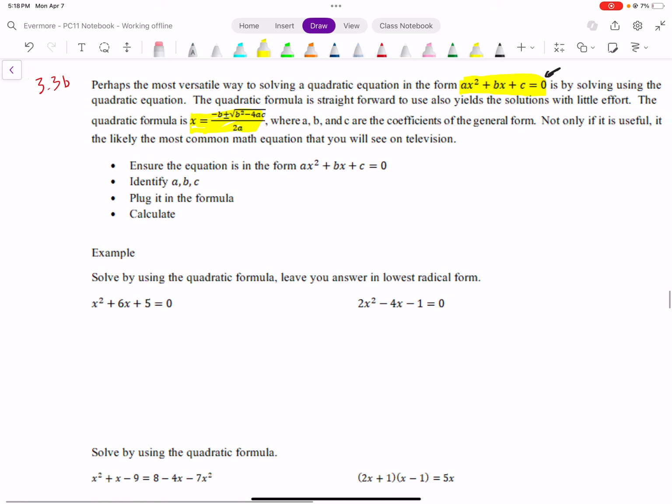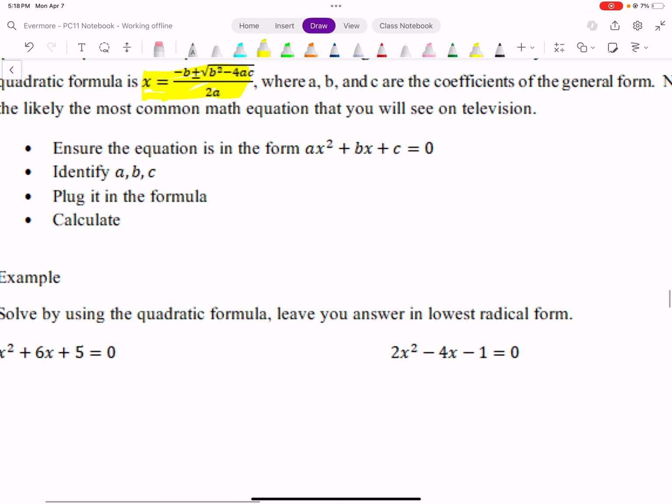Here are some key guidelines though. Ensure that the equation is in the form ax squared plus bx plus c is equal to 0. We need to identify a, b, c. We're going to plug a, b, and c into the formula, and we're going to calculate. There's two things that I would like us to do. I would like us to write out the formula every time that we're going to use it. Second thing I would like us to concentrate on is the order of operations, BEDMAS.